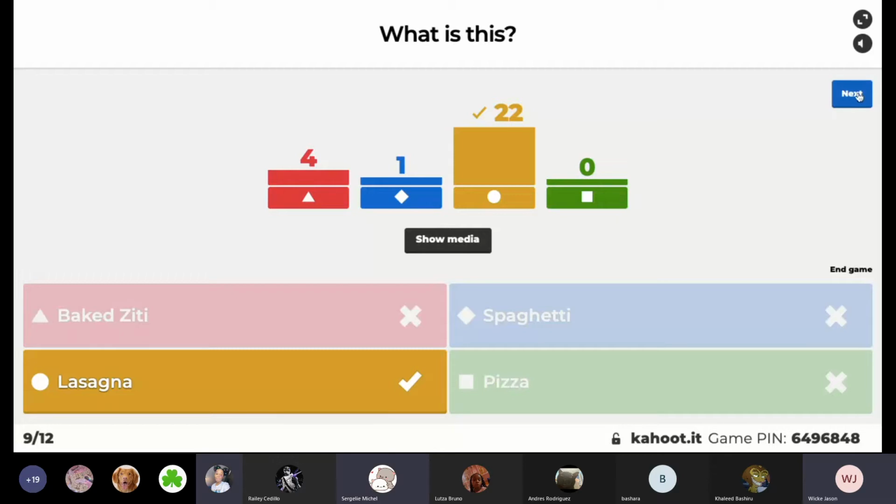How are you supposed to tell the difference between a baked ziti and lasagna? The noodles are actually exactly the same. Lasagna is sheets of pasta, whereas baked ziti is like little shapes. That's the difference.